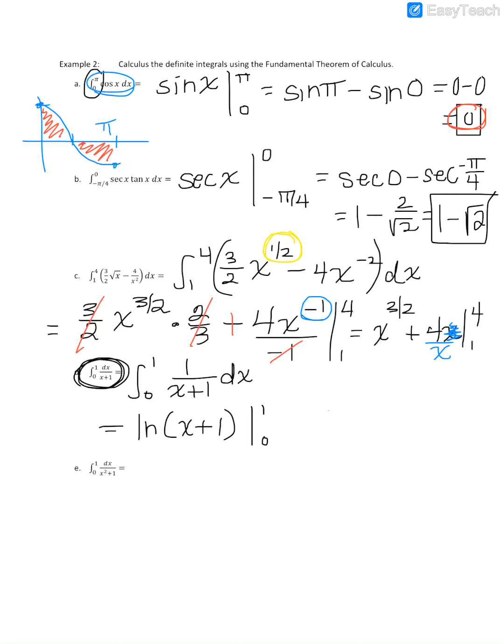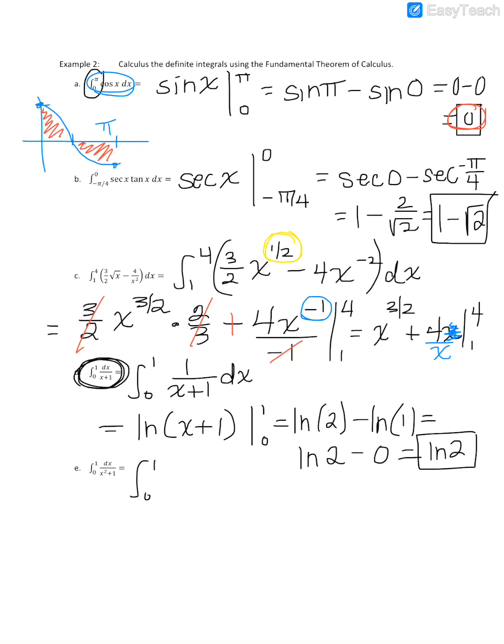All right, so now we're just going to evaluate this. So we have natural log of 1 plus 1, which is 2, minus natural log of 0 plus 1, which is 1. So this is the natural log of 2 minus natural log of 1, which is 0. So my final answer is natural log of 2. All right, last one, E.